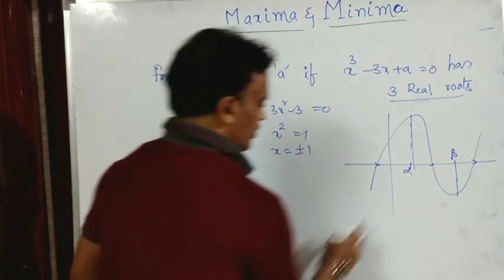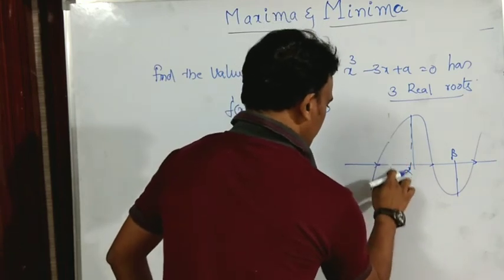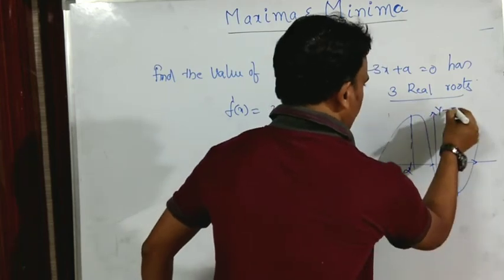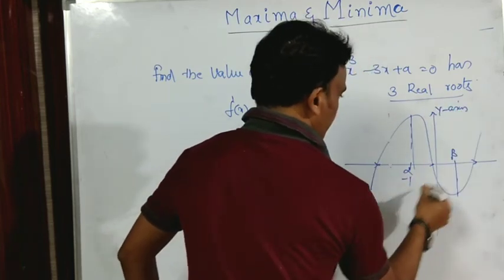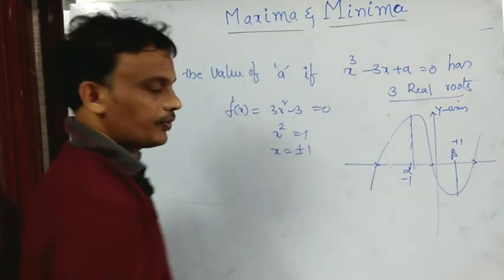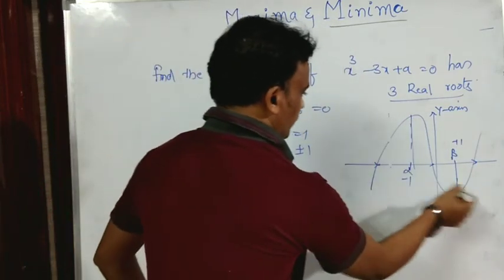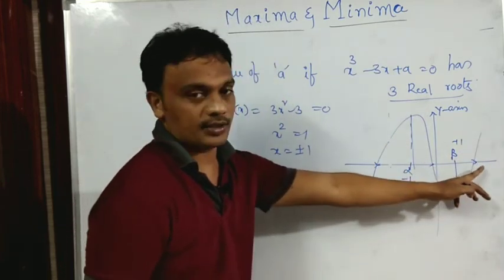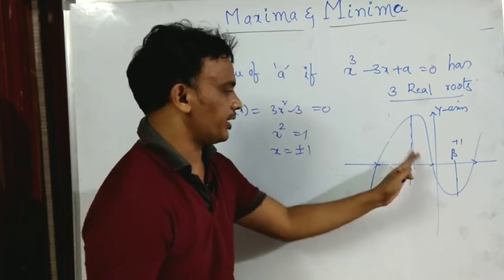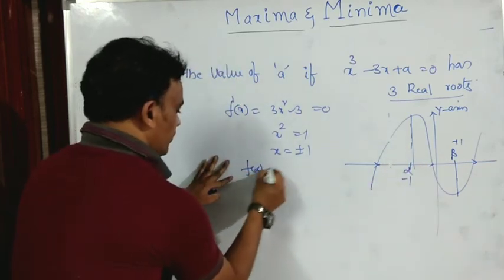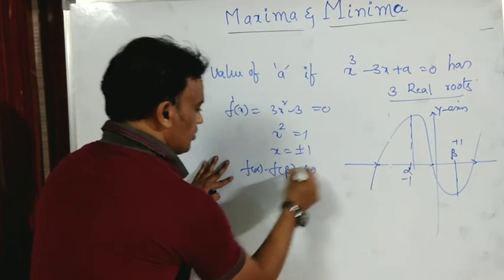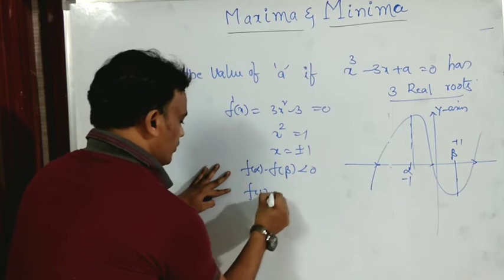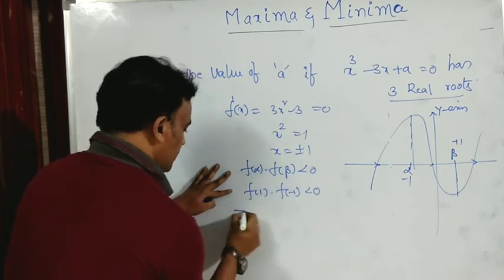From the graph, I think it will be like this. This is the y axis. Here it is minus 1, here it is plus 1. Then f of alpha into f of beta: if the curve has 3 real roots, at the stationary points, what is the condition? f of alpha into f of beta should be less than 0. One is positive, one is negative. That means f of 1 into f of minus 1 should be less than 0.